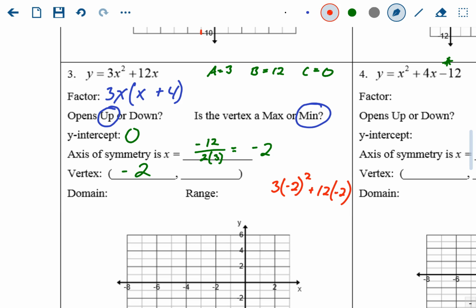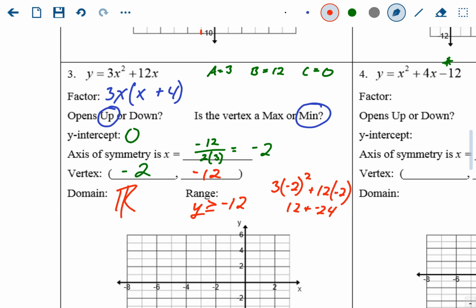Okay. So I'll plug it into the standard form. That's negative 4. That's 4. 12 plus negative 24 is negative 12. Domain, all real numbers. Range, since it opens up and has a minimum, means all the values are going to be bigger than the y value of the vertex, which is negative 12.